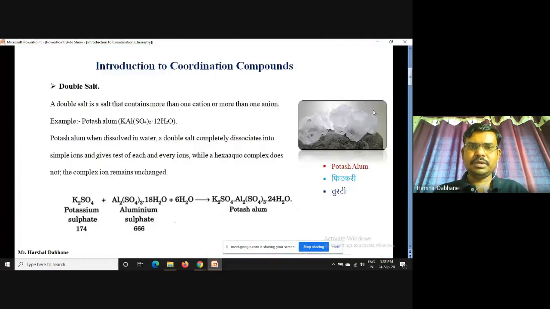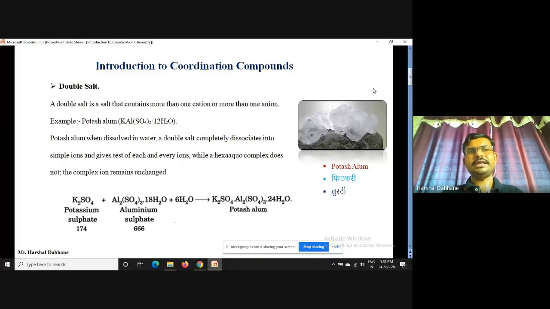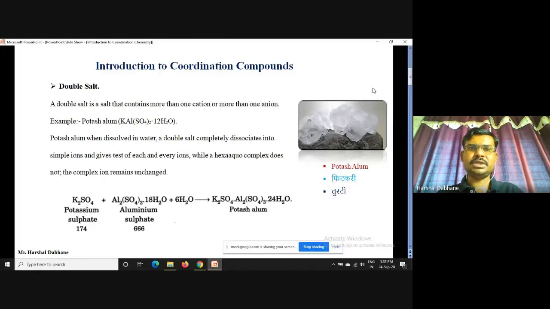Now we move to this slide. Our first definition is double salt. Here we have two types of entities: the first is the double salt and the other is the coordination compound. So a question can be asked to differentiate between a double salt and a coordination compound. Here, the double salt is this one. We know about this compound.